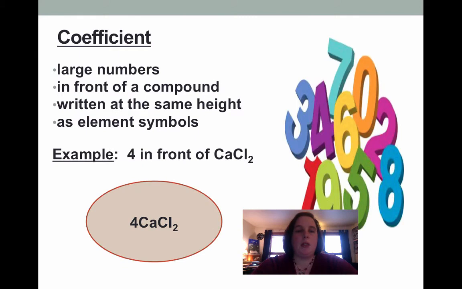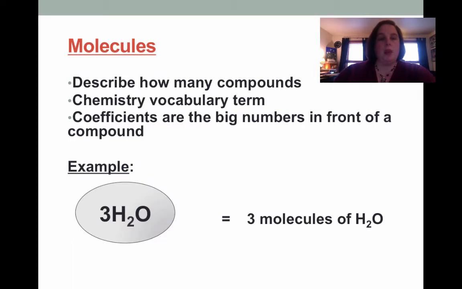A coefficient is the large number that you will find in front of a compound. It is always written at the same height as the element symbols. So for example, the compound you have below here is CaCl2. The 4 in front of it is the coefficient. So what does that coefficient tell you? Well, first of all, it tells you how many molecules you have of that compound. It's a chemistry vocabulary term.